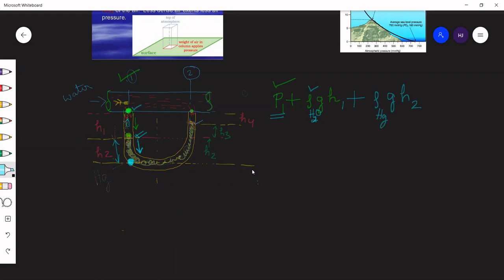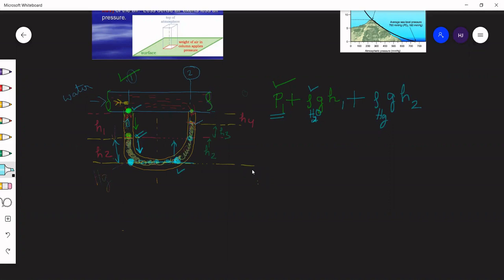Again, I will go like this, traveling a horizontal distance. As long as I'm traveling in the horizontal distance, pressure remains the same. Again, I move up now. Move up by how much distance?